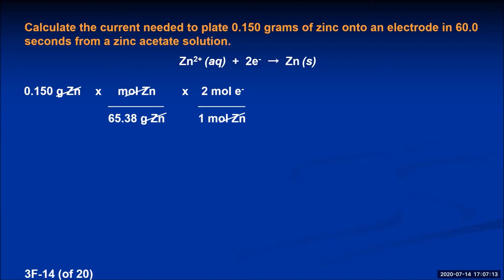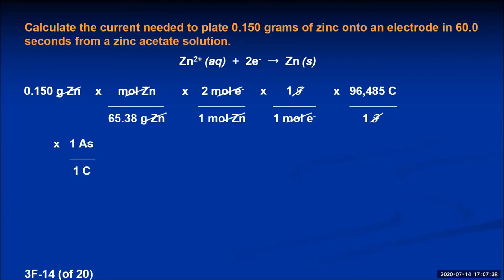What's a mole of electrons equivalent to? A mole of electrons is equivalent to a Faraday. Now we know how much charge has gone through the system. Can you switch it from Faradays into another unit of charge? Yes, because 1 Faraday equals 96,485 coulombs. We now know how many coulombs there are. Now, what is a coulomb equal to? A coulomb equals an amp second.